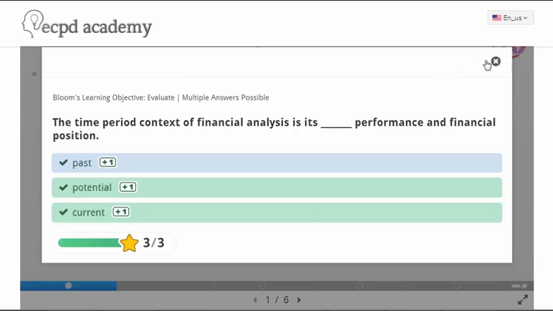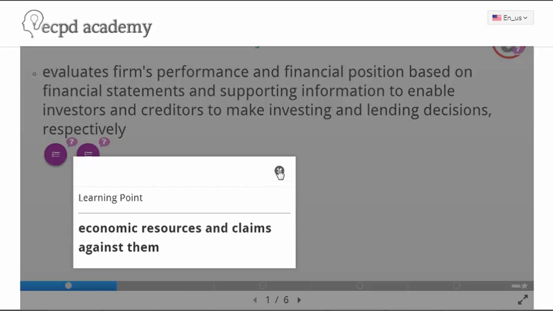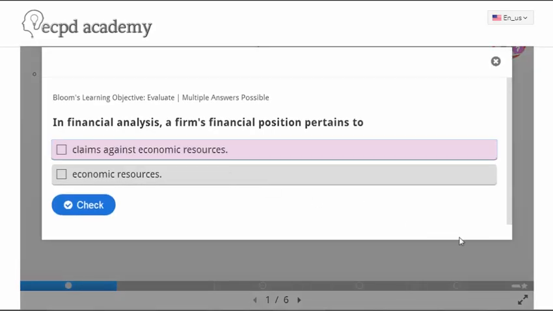Let us try the next learning point, which pertains to economic resources and claims against these economic resources. The question asks, what describes a firm's financial position? The choices are expressed in technical language of accounting standards, so take a moment to reflect what they mean in ordinary language.